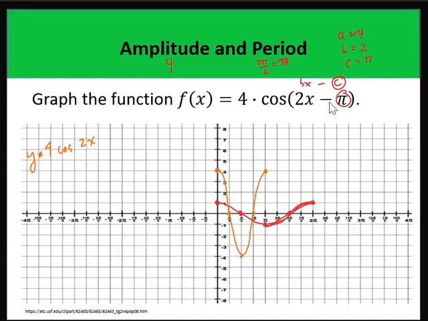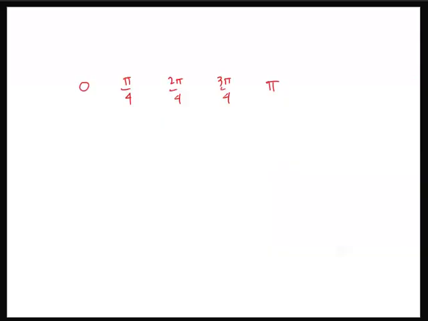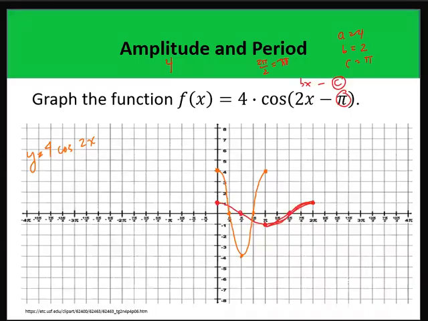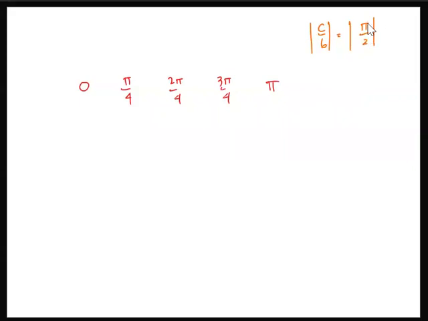However, since there's a minus pi for 2x, we have to apply a horizontal shift to the orange graph. So what will be the horizontal shift? According to the definition earlier, it is the absolute value of C over D. Now C is positive pi, while the value of D earlier is 2. So that's going to be the absolute value of pi over 2, which is pi over 2.